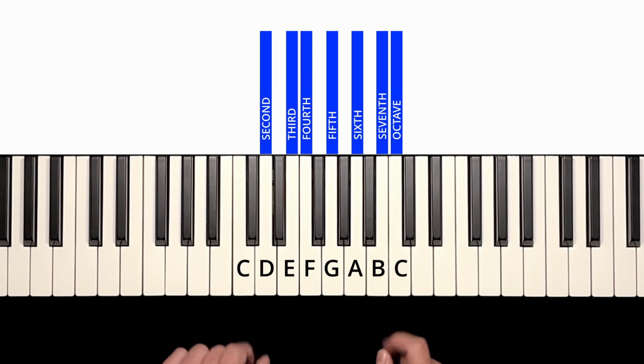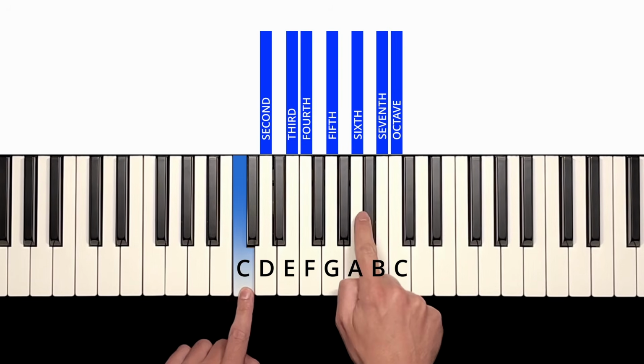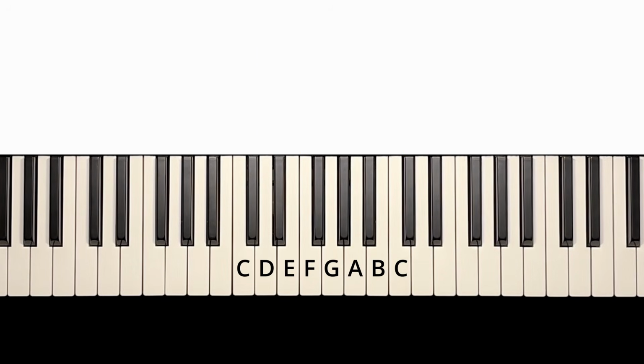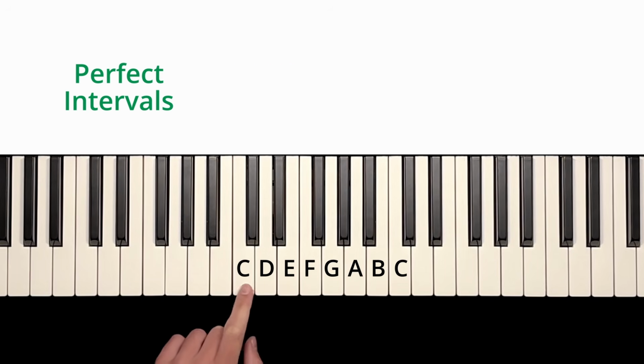Easy, right? Of course, we also want to name the distance between C and the black keys. And this is where things get a little more complicated. First of all, there are 4 intervals in our major scale that are called perfect intervals, because they produce the most consonant sounds. The first one is the interval between the root note and itself.